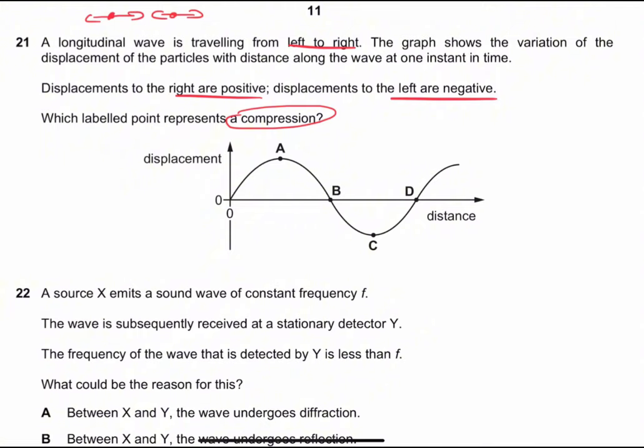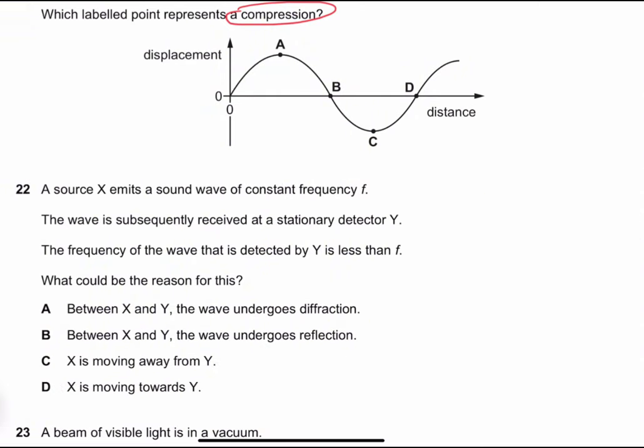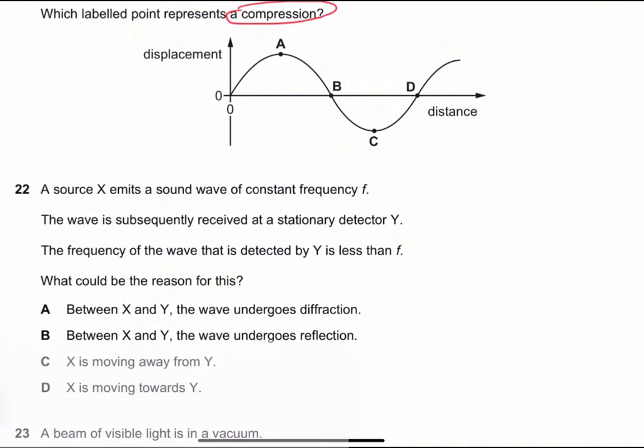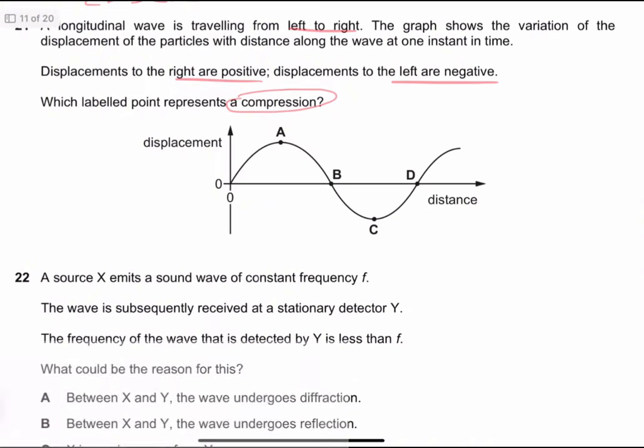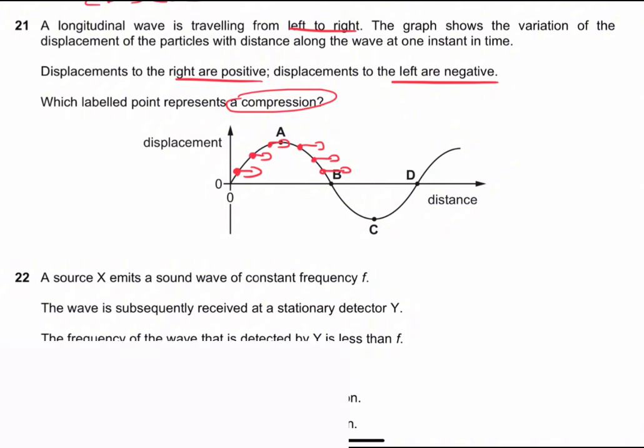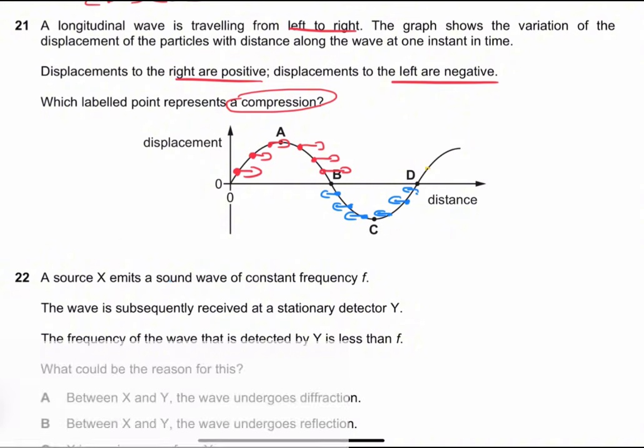Okay, so if we were to look at our graph very carefully, let us consider this point here. They say that if it's positive, it's moving to the right, right? So all of these particles are actually moving to the right. But if you consider the particles that are moving in the negative direction, here they're actually moving to the left, because this is displacement in the negative. And if we look at this direction, the particles are actually moving to the right.